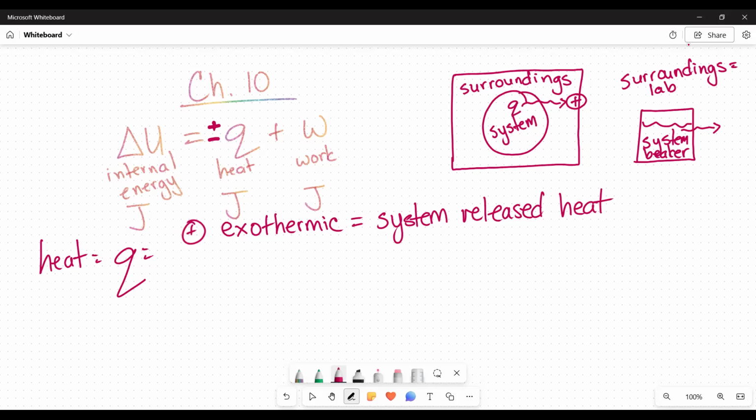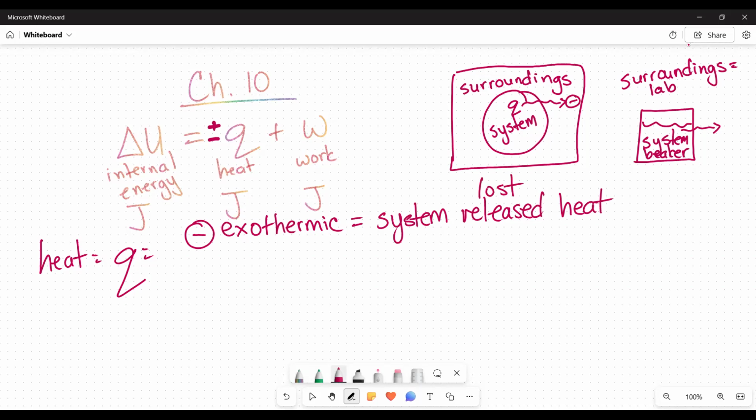And that's exothermic. Oh, sorry, my bad. Negative, I meant to say. Change the sign. If the heat goes from the system into the surroundings, Q is negative because the system lost heat. So the system released heat or lost heat. I like to think of it as lost.